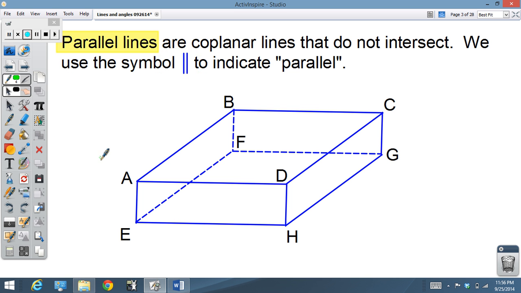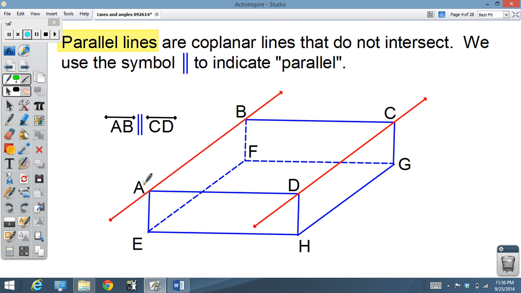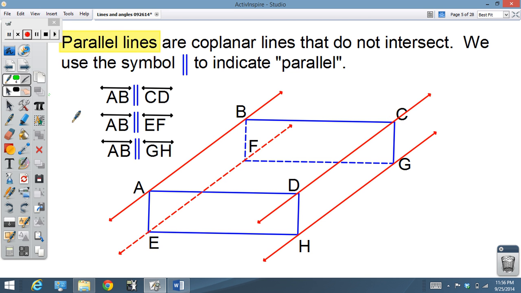All right? So, first of all, we look at this figure and we see AB, line AB, is parallel to line CD. It's also parallel to line EF and HG. All four of these lines in this diagram are parallel lines. And we write them like this, parallel lines.